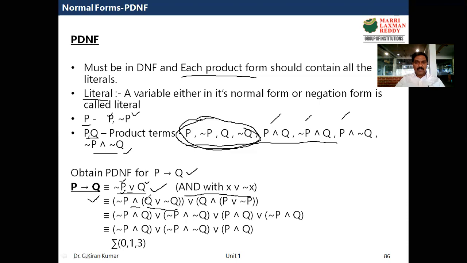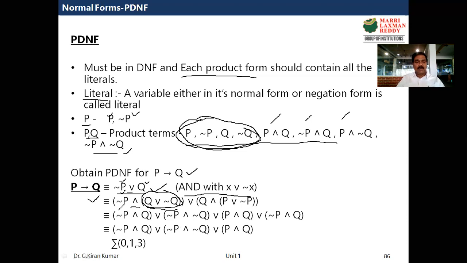Observe carefully. When I AND with Q OR negation of Q, what happens? The value will not change. Why? Because Q OR negation of Q is an example of tautology, right? Tautology means always true. So true AND something is always equal to that something. Please refer to the logical equivalence formulas. We discussed 21 logical equivalences in the earlier videos, and the last four formulas are related to this. True AND something is equal to that something.